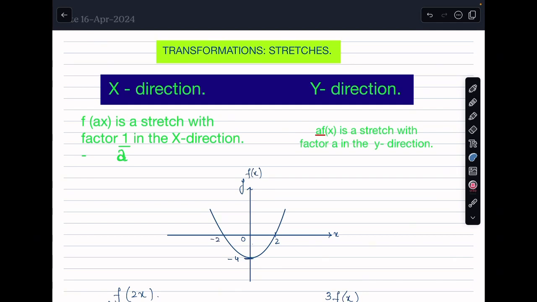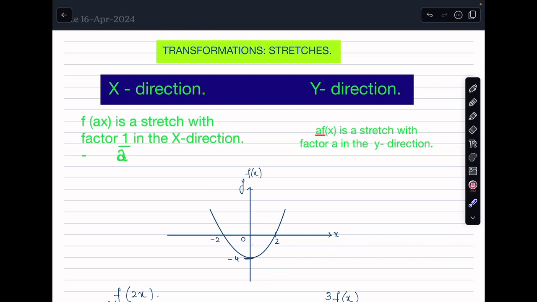So the third type of transformation that we are going to do today is stretches. Again, the stretch can be done along the x direction. It can be done along the y direction. So what is the difference between the two? For the x direction, it's f(ax). It's a stretch with factor 1 divided by a in the x direction. And in the y direction, it should be a times the function, a multiplied by f(x), which is going to be the stretch with a factor a in the y direction. So these are the two differences between the stretch in the x direction and the stretch in the y direction.